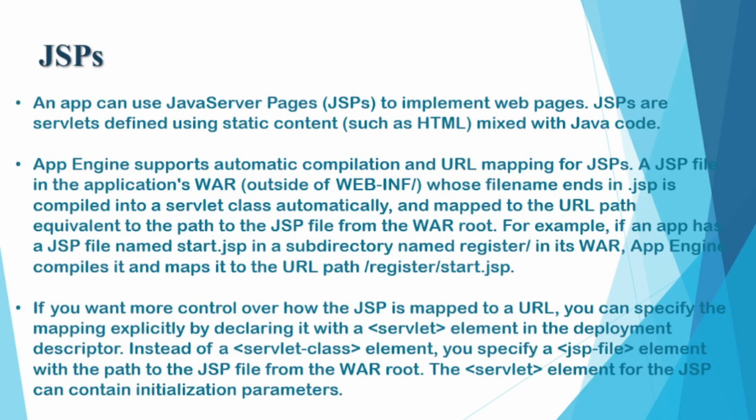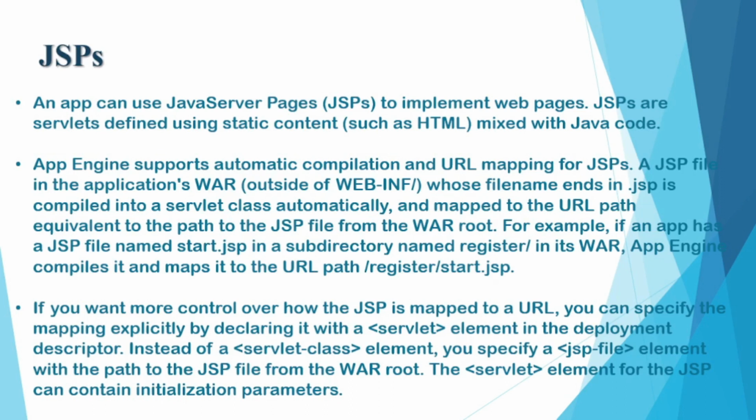A JSP file in the application's directory outside of WEB-INF whose file name ends in .jsp is compiled into a servlet class automatically and mapped to the URL path equivalent to the path to the JSP file from the war root. For example, if an app has a JSP file named start.jsp in a subdirectory named register in its war, App Engine compiles it and maps it to the URL path /register/start.jsp.